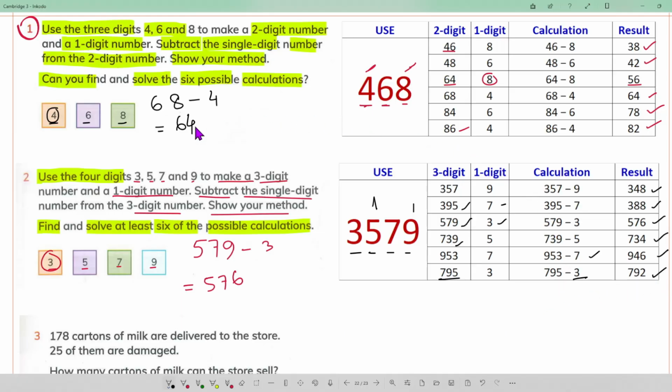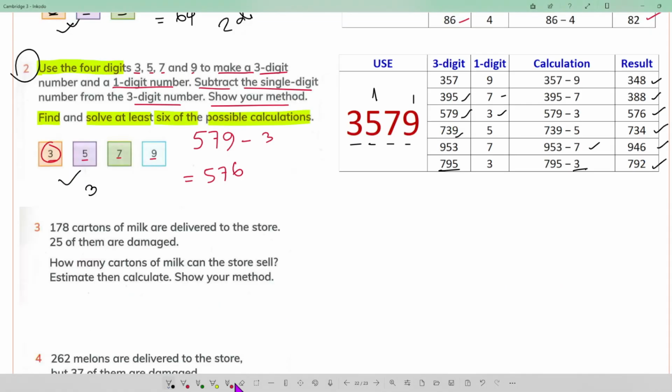It's not so hard. Just here is a 3-digit number and here is a 4-digit number. From here we will take 2 digits, right? And here we take 3 digits. And the single digit we will subtract from the 2-digit or 3-digit number. Very simple. So numbers 1 and 2 are done. Number 3.